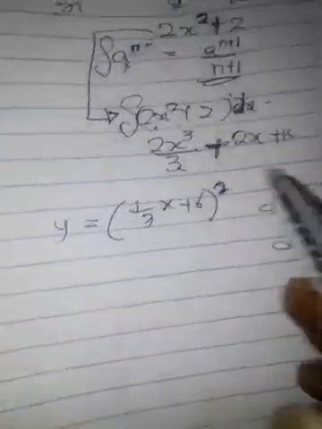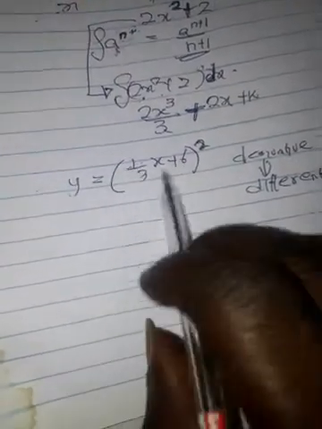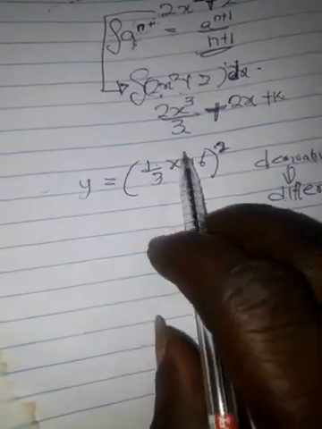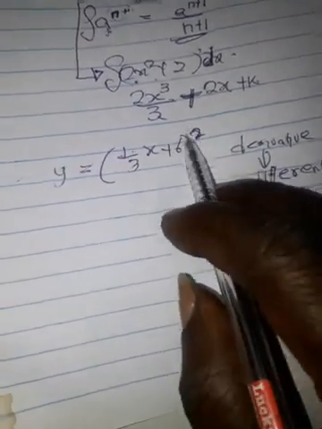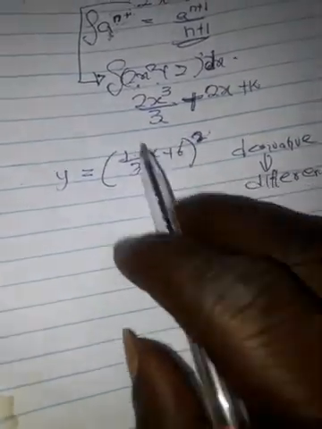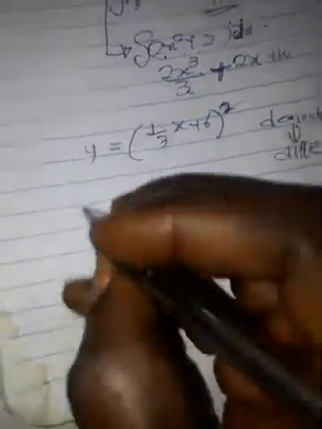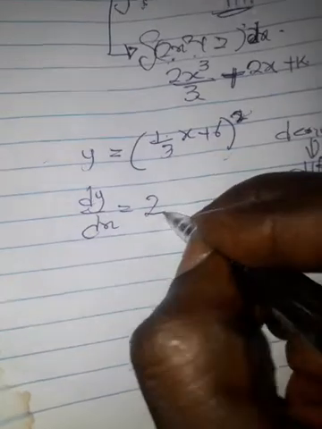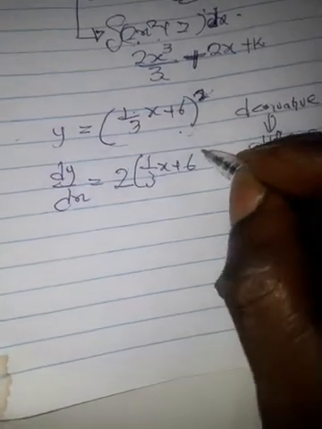The little trick I will tell you is this: when you are differentiating an expression which has a bracket with a certain power, like this 1 over 3x plus 6 raised to power 2, this is the simple trick. Use this power to multiply everything in the bracket, then differentiate everything in the bracket and use it to multiply. What am I saying? I'm finding the derivative of it, which means dy/dx equals, this 2, the power here, is brought down. So what am I having? I'm having 1 over 3x plus 6.